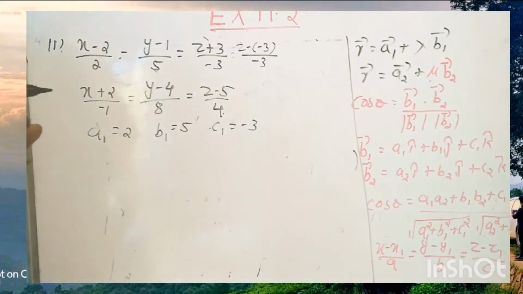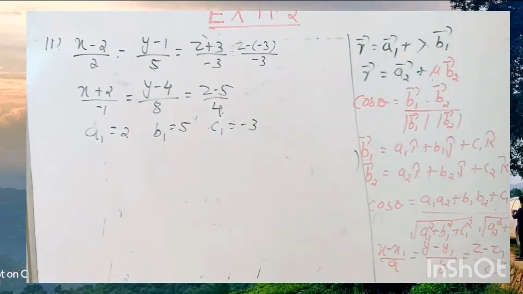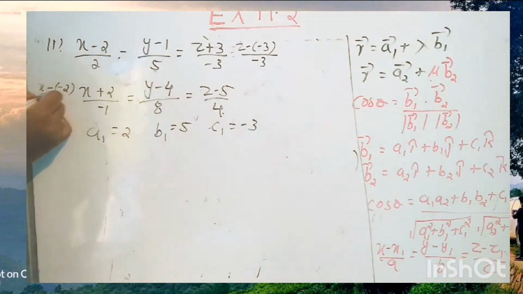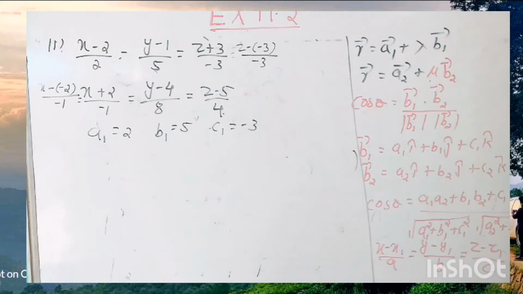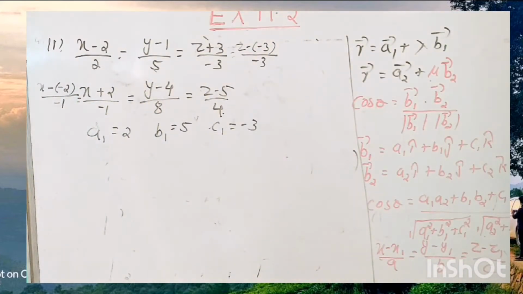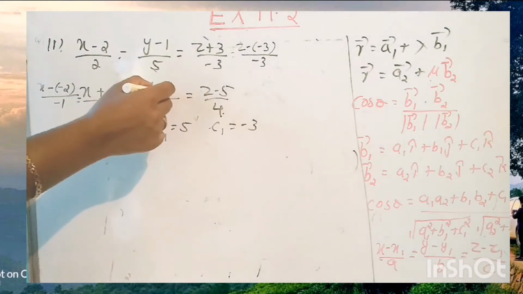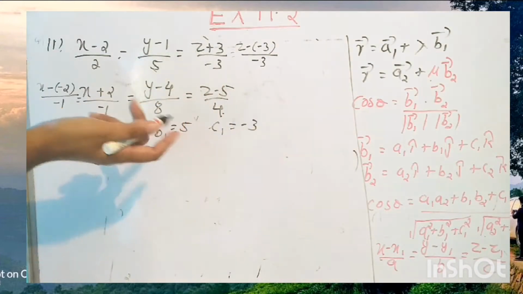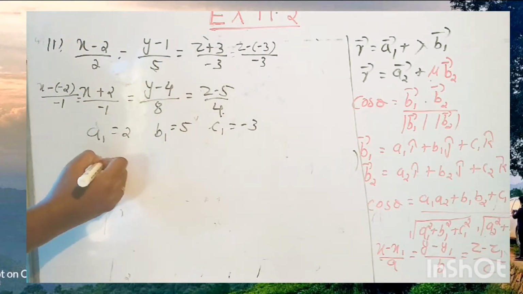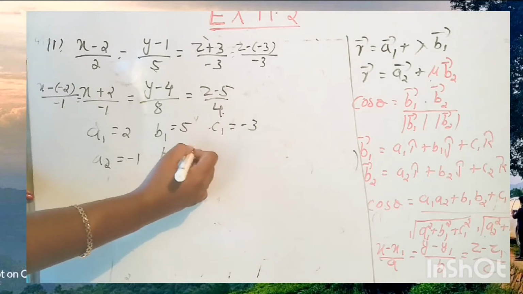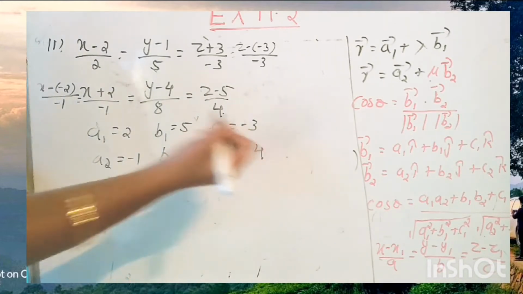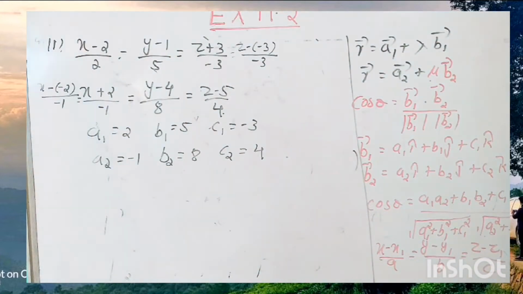Now the second one. The coefficient of x is 1, coefficient of y is 1, coefficient of z is 1, and x plus 2 we can write as x minus minus 2, divided by minus 1. So this is of the form x minus x1, where the value of x1 is minus 2, and similarly y minus y1 and z minus z1 forms. No problem, just write the denominators. Then we get a2 is equal to minus 1, b2 is equal to 8, and c2 is equal to 4.